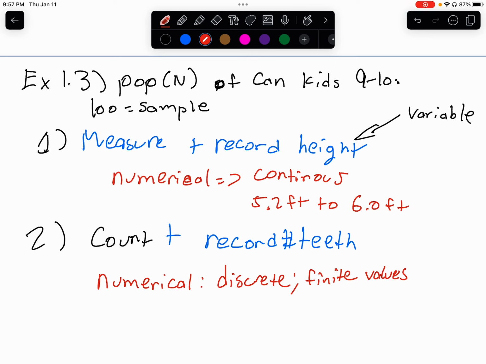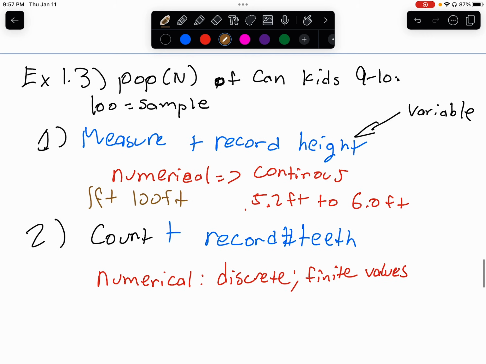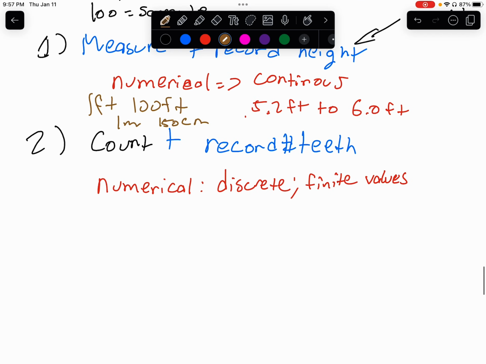While in the height, even though it could stop at continuous from being 5'2" to 6 foot, that's just an example of what our data could have, right? So for example, if we go back to numerical over here, change the color to brown, right? You could have 1 foot or 100 feet, right? And these heights can vary from units, 1 meter, 150 centimeters, while in the teeth, it's finite. So you only have those possible values to go from.